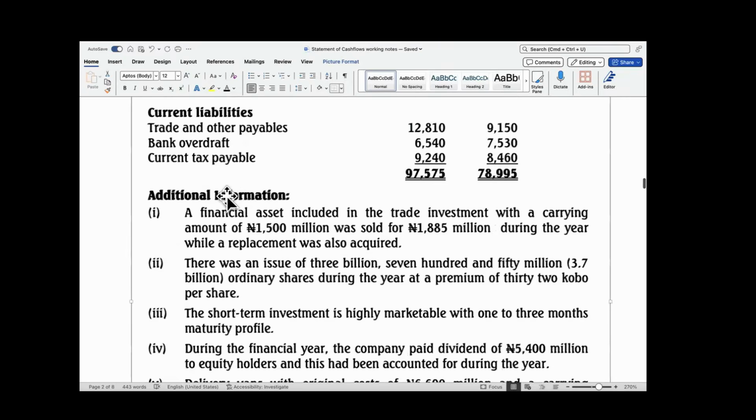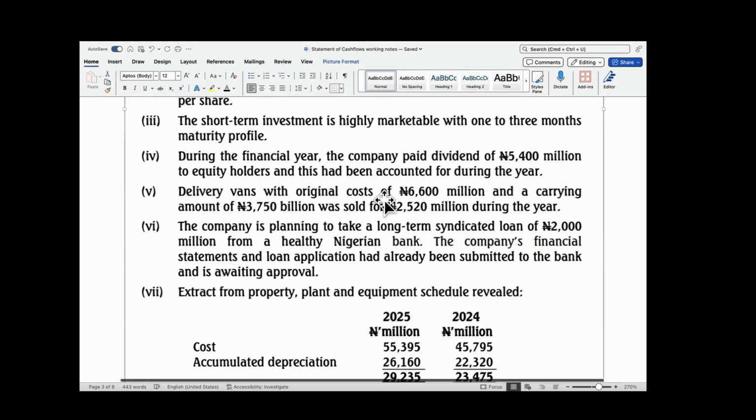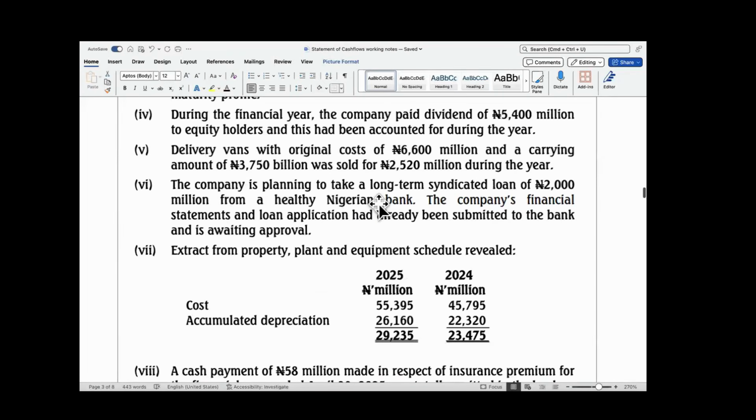Then they told me that I paid dividend to my shareholders. Okay, so that's noted. I was also told that I sold a delivery van. I'll consider that in my movement of PPE. And the company is planning on taking a loan. I will totally ignore this because there is no cash element there. I'm planning to. It doesn't affect anything here.